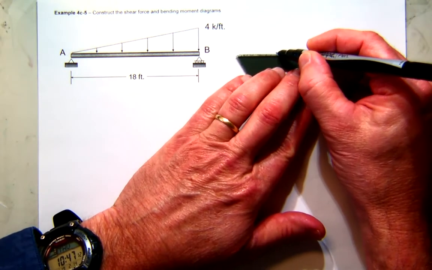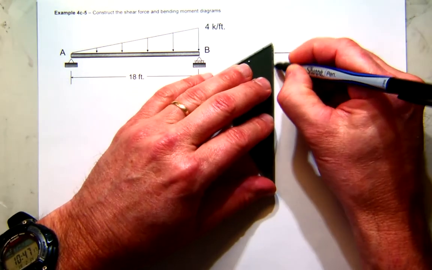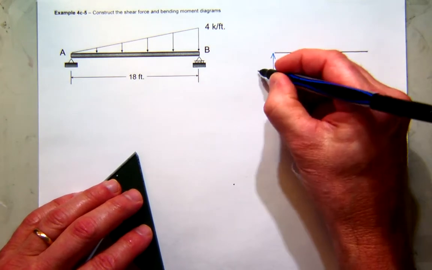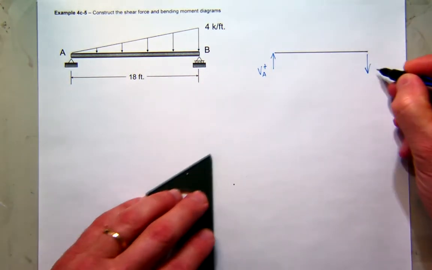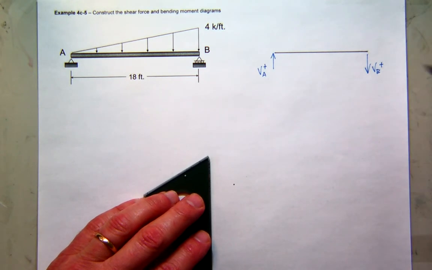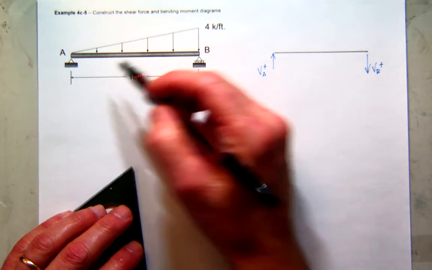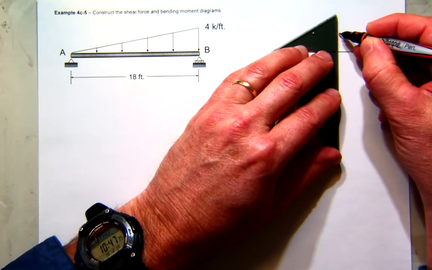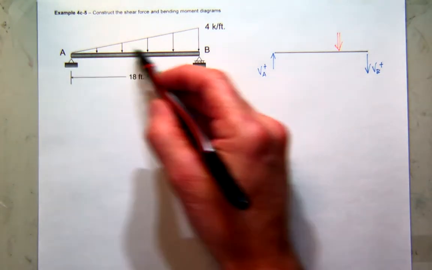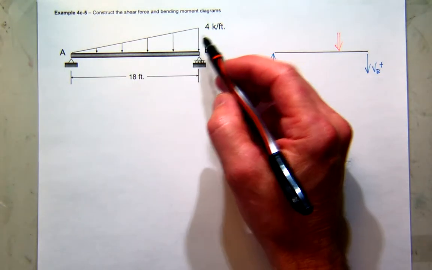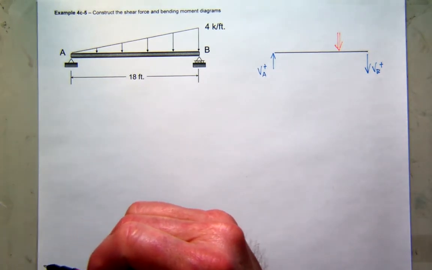So first thing I'll do is draw a free body diagram of my entire structure, and I'll assume positive shear at A, positive shear at B. I'm going to replace this linearly varying distributed load with a concentrated equivalent. And what is the equivalent force there? What's the area of the curve? It's a triangle, so 1/2 the base, 18, times the height. That's 36.